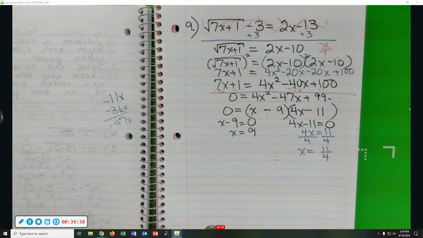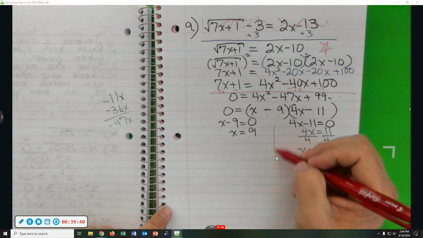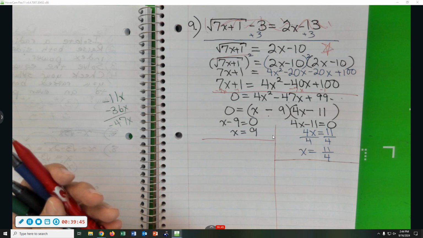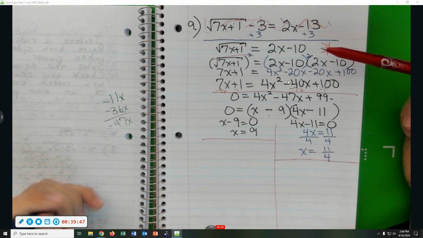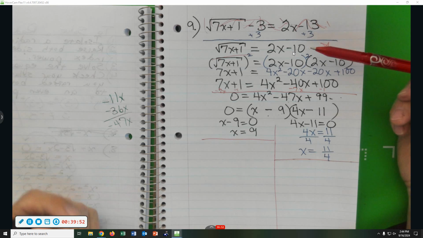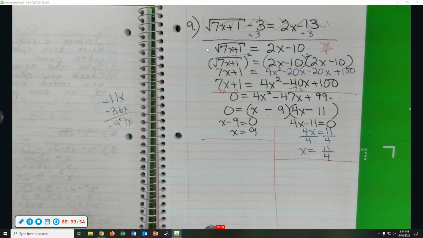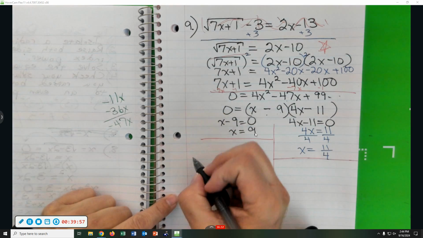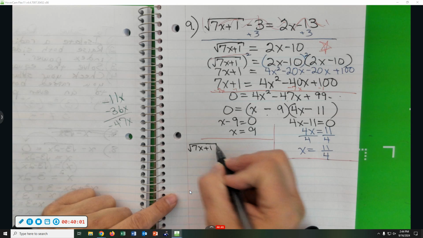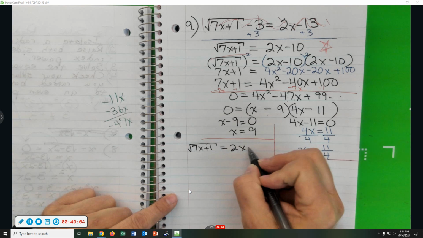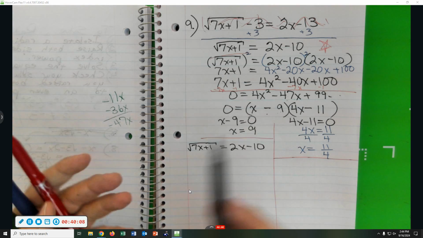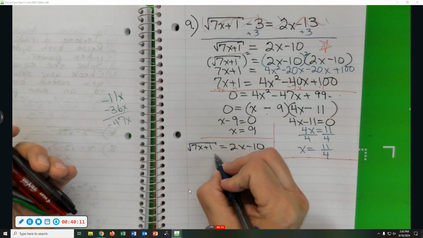And now we got to check. Remember I said to check where you have an isolated radical. That makes things easier. Okay. The square root, let me rewrite it. The square root of 7x plus 1 is equal to 2x minus 10. We're going to plug in x equals 9.